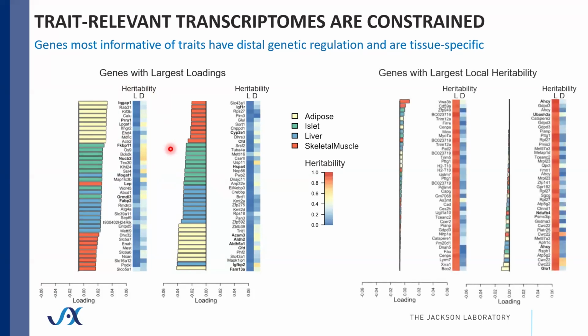If we compare that to the genes just with the largest local heritability, so these are the big local variants explained, very, very weak loadings across the board, and not so many genes that have been associated with obesity. We have a threefold enrichment on the left. Okay, so again, the genes with distal heritability tend to be more informative if we want to link the genetics and the traits.